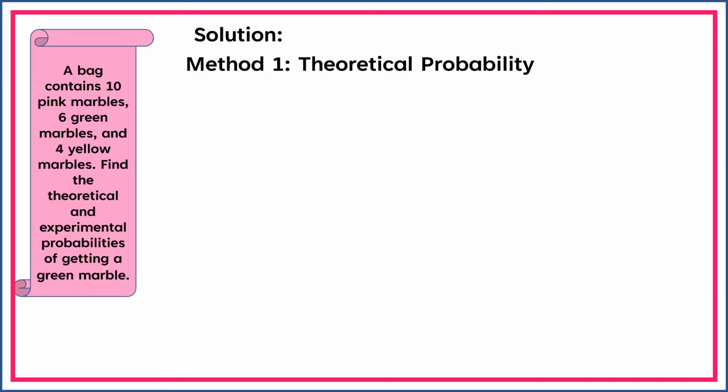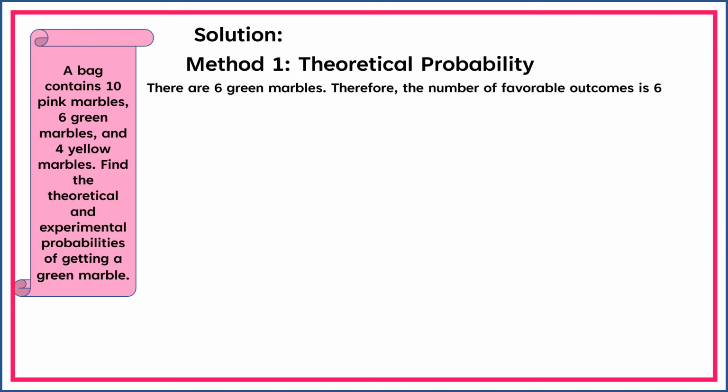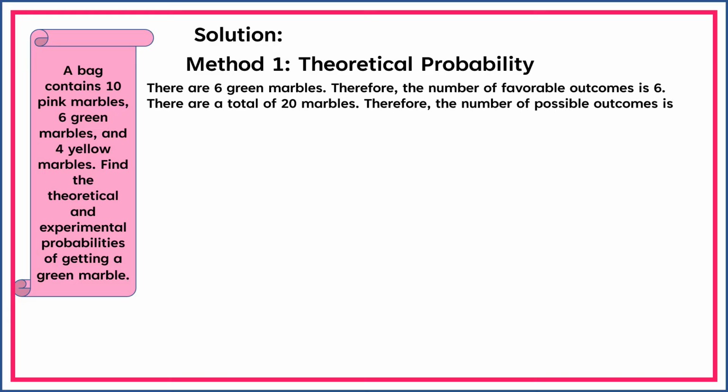This is our solution. Method 1, theoretical probability. There are 6 green marbles. Therefore, the number of favorable outcomes is 6. There are a total of 20 marbles. Therefore, the number of possible outcomes is 20.